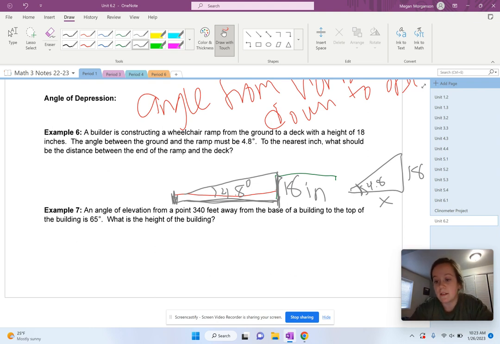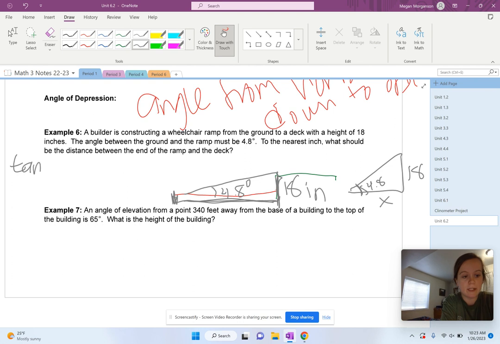So if we've got opposite and adjacent, I know I'm going to use tangent because those are the two sides that are involved. So I'm going to write this down. Remember, tangent of theta equals opposite over adjacent. I put them away. Tangent.